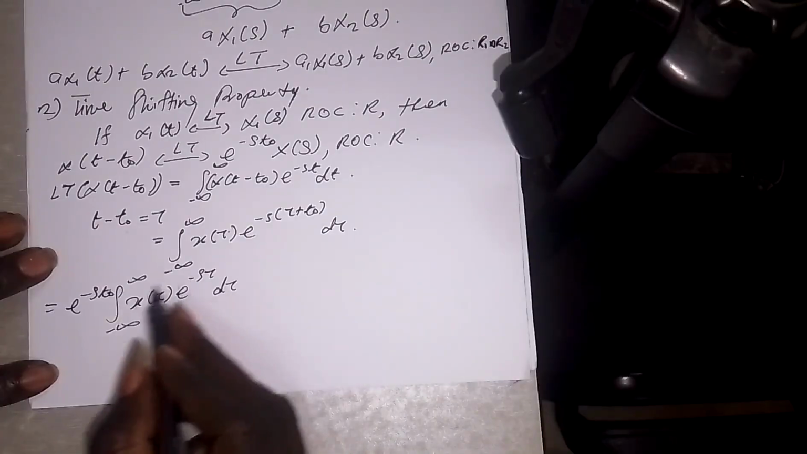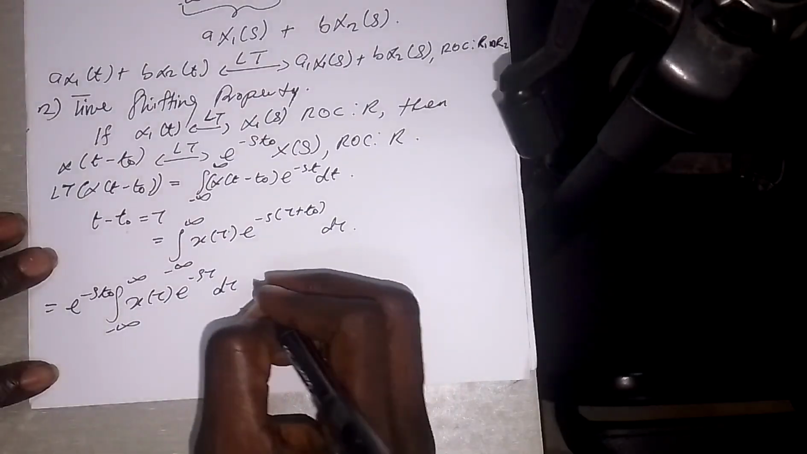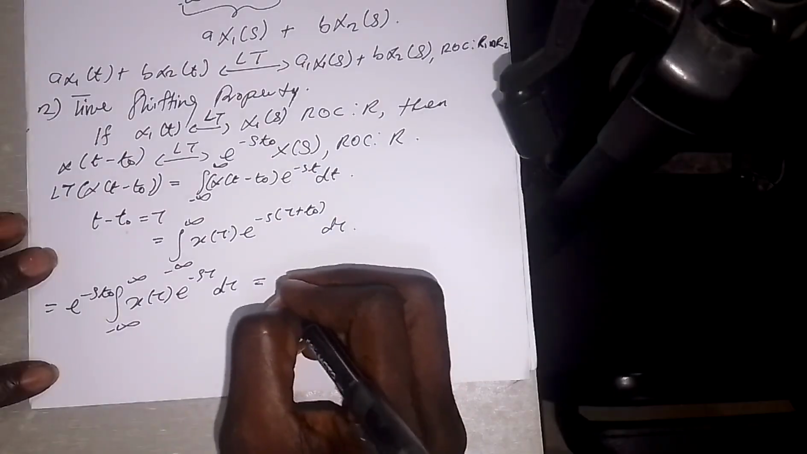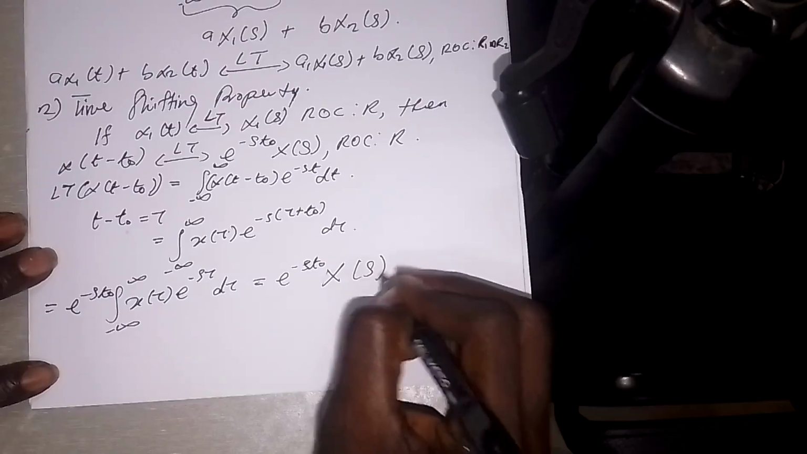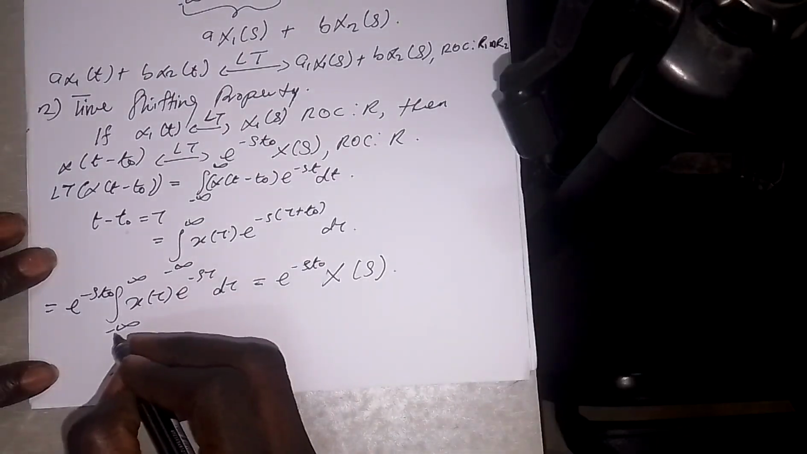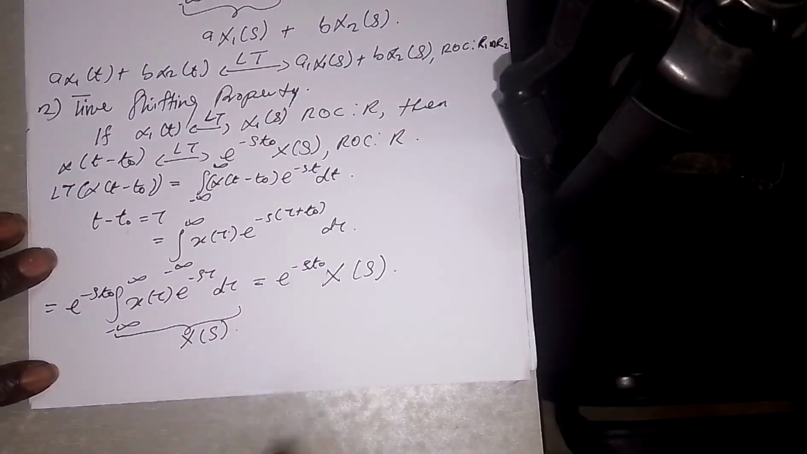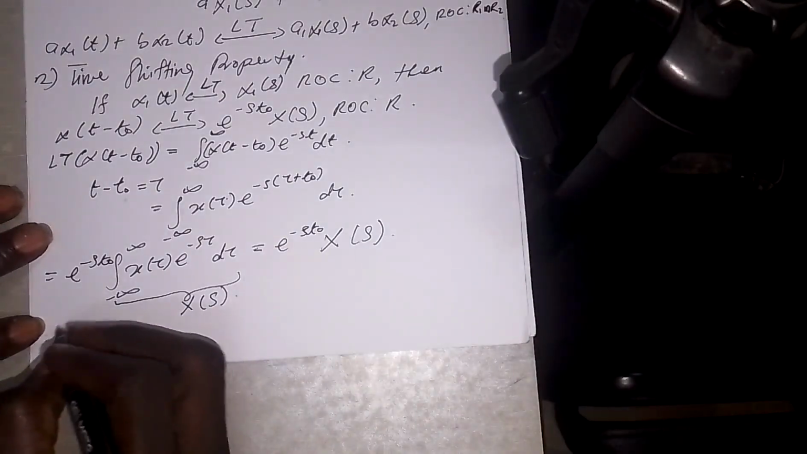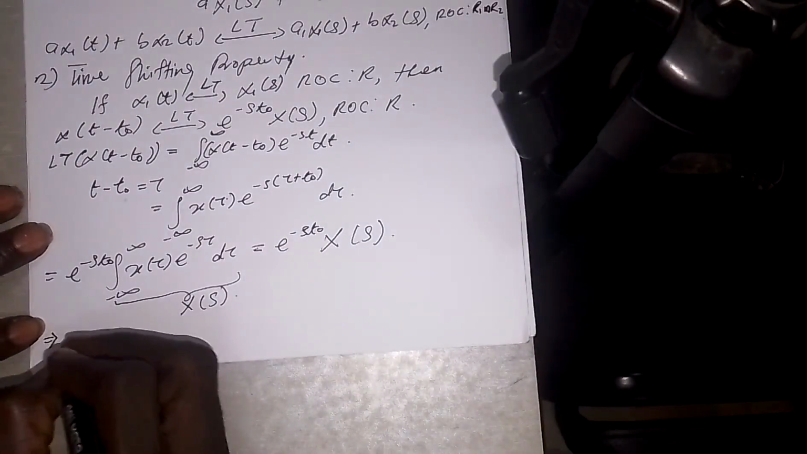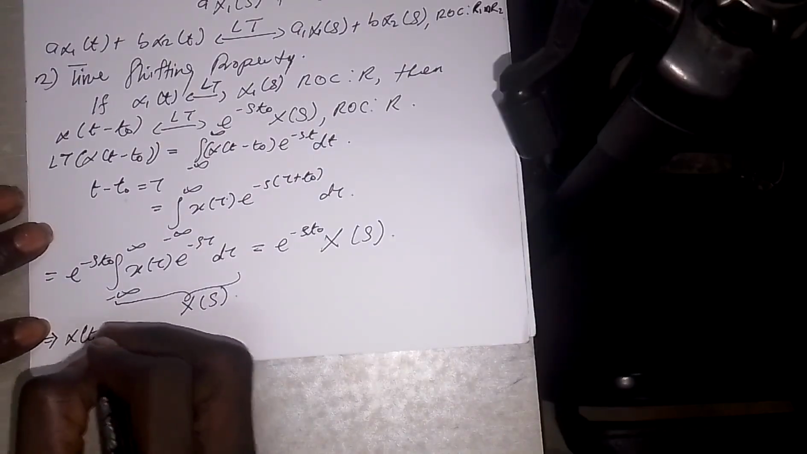So you see that this one is the Laplace transform. That gives you x of s. So that I will have e to the minus s t naught times the Laplace transform of x of s, because this particular thing I have here is the Laplace transform of x of s.